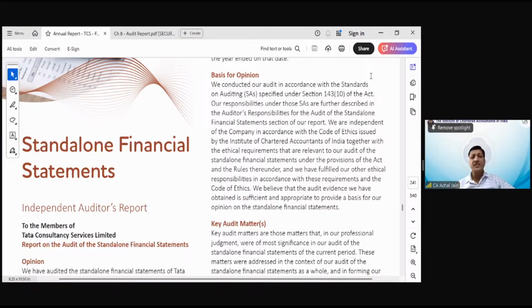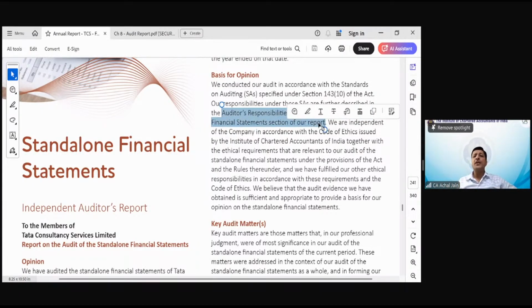Now in this case, let's again read this basis for opinion, and then you will get clarity as to what is required to be done. The auditor says, "We conducted our audit in accordance with the auditing standards specified under section 143 subsection 10 of the Act." Act means the Companies Act. "Our responsibilities under those auditing standards" (SA is the abbreviation they have used) "are further described in the auditor's responsibility section."